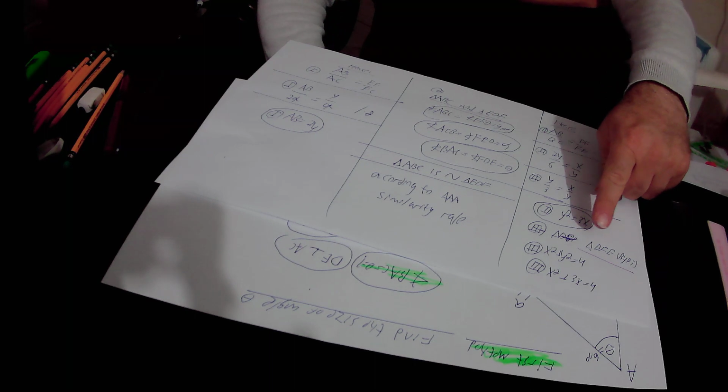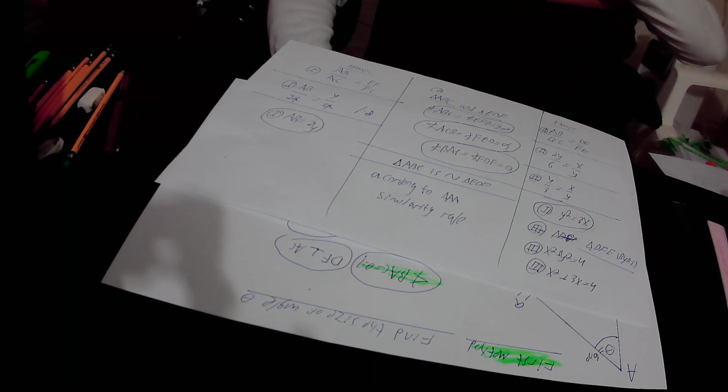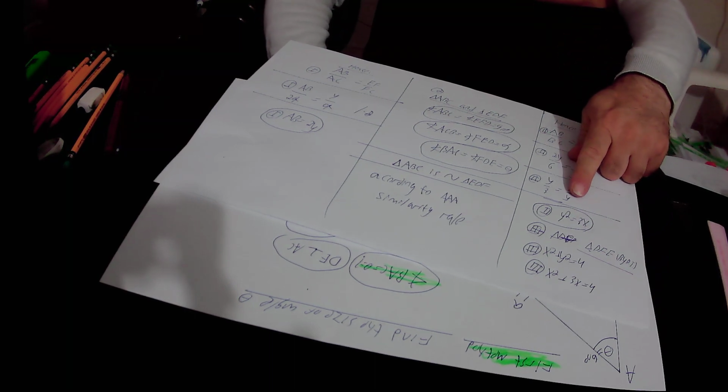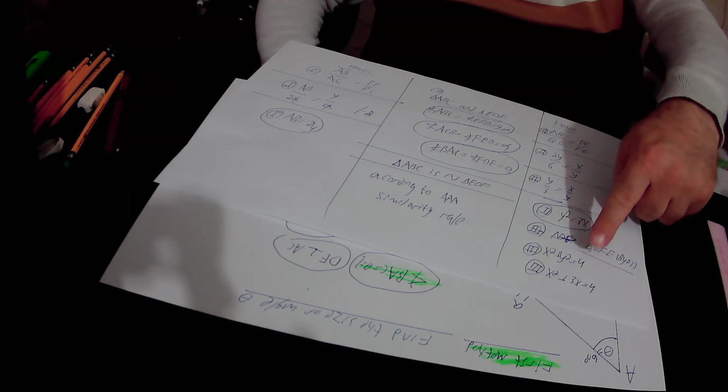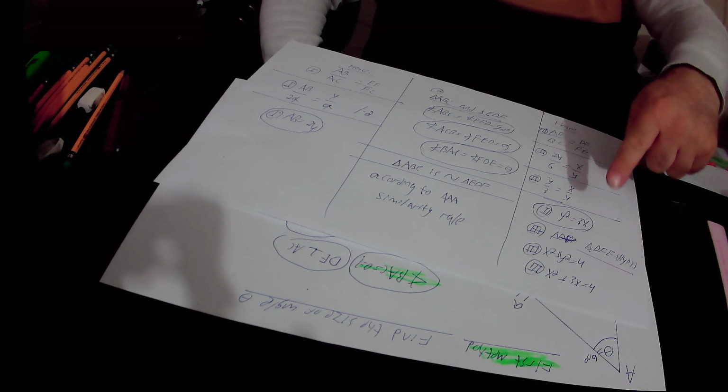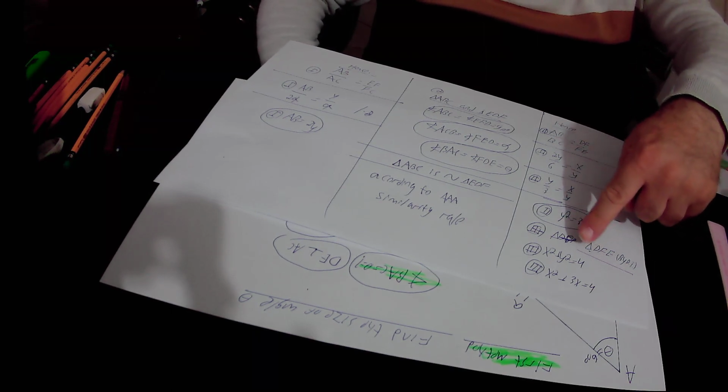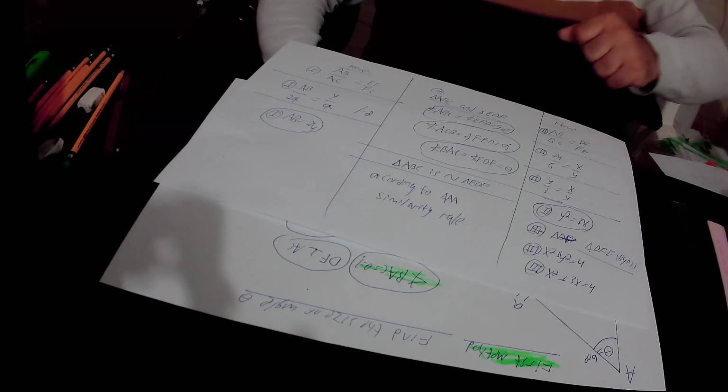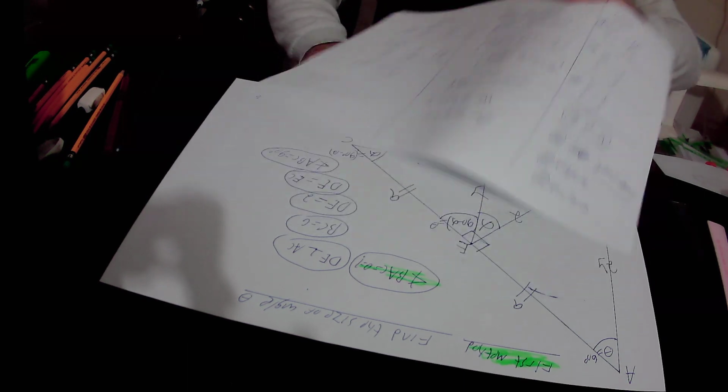X squared plus y squared equals 4. Here we found, according to equation number 2, that y squared equals 3x. That is to say, we can substitute y squared in equation number 3 by 3x. We did it and got x squared plus 3x equals 4. So we got a quadratic equation.